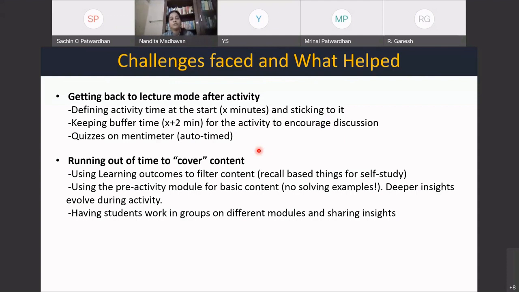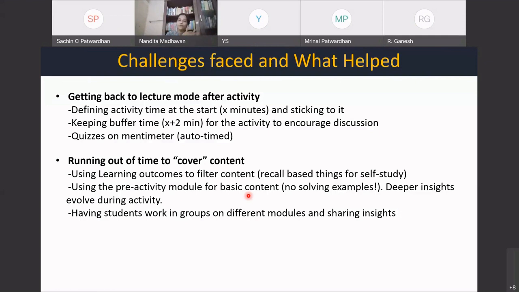The other question that most of us had initially when we were switching is, will I run out of time to cover the content? Because we are so used to talking everything and explaining everything. This is a big fear because we are now using our time for the activities. So basically what I have personally learned is that the learning outcomes help quite a bit in filtering content. If I have a learning outcome which I think is at the recall level of Bloom's taxonomy, or if you're not familiar with Bloom's taxonomy, involving a lot of recall, these things can actually be given as self-study because I don't see my personal contribution having that much value for the student. They might as well read it themselves and learn it well.